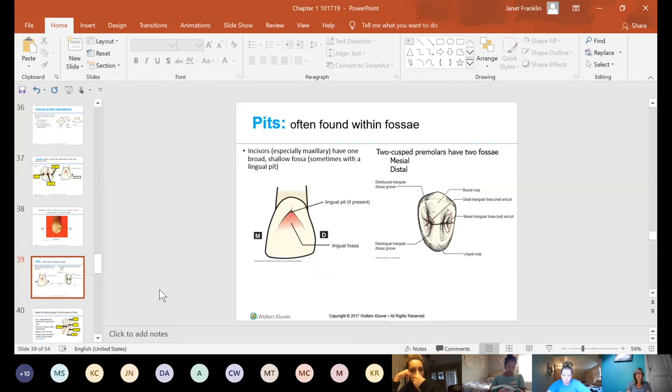Incisors have one broad shallow fossa. You can feel it with your tongue. If you rub your tongue, especially on your lateral incisors, back there, you can feel it. And premolars, if you take your tongue on one of your premolars, you can usually feel the anatomy on your premolars, but we're going to look at all of these in actual teeth.